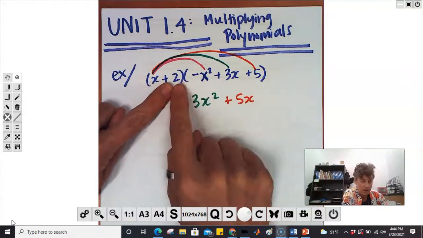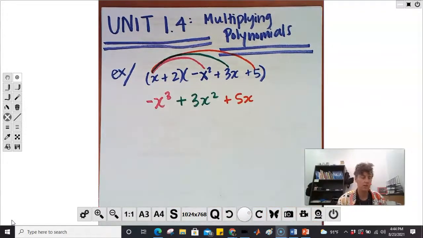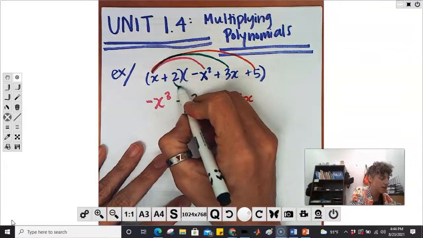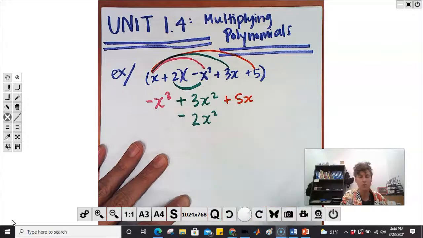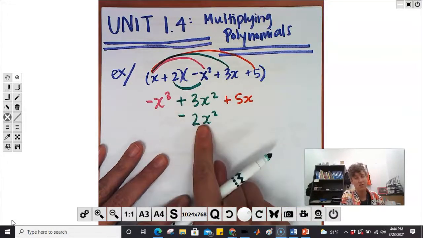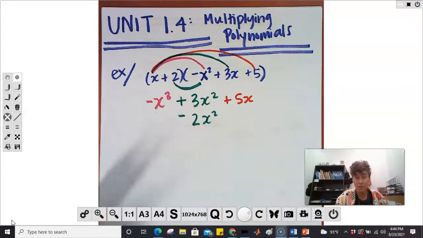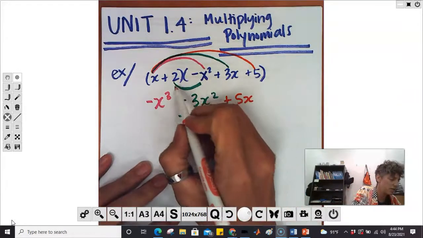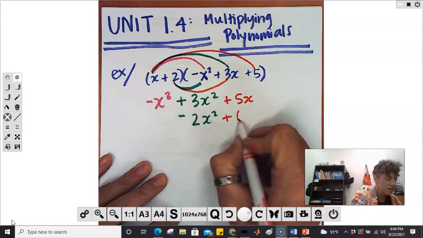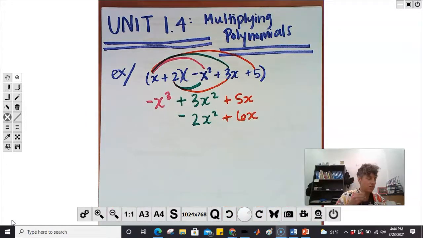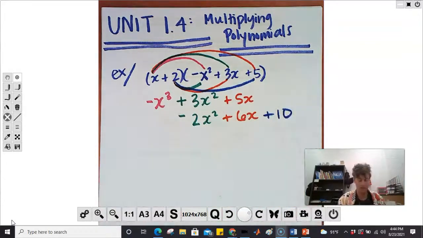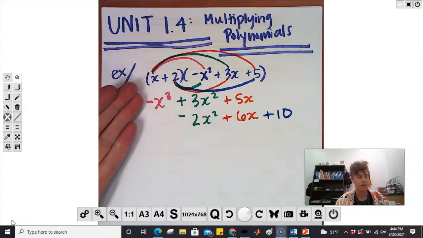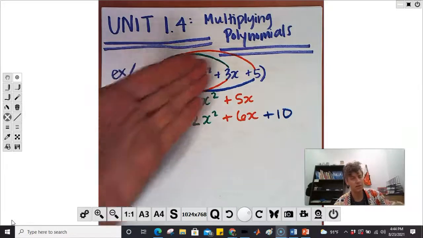Now let's multiply 2 by everybody in the second parentheses. 2 times negative x squared is negative 2x squared. You'll notice I matched up the like terms together, so when I combine them, they're on top of each other. It'll be a lot easier. Then 2 times 3x is 6x, and 2 times 5 is 10. We multiplied everybody in the first parentheses by everybody in the second.